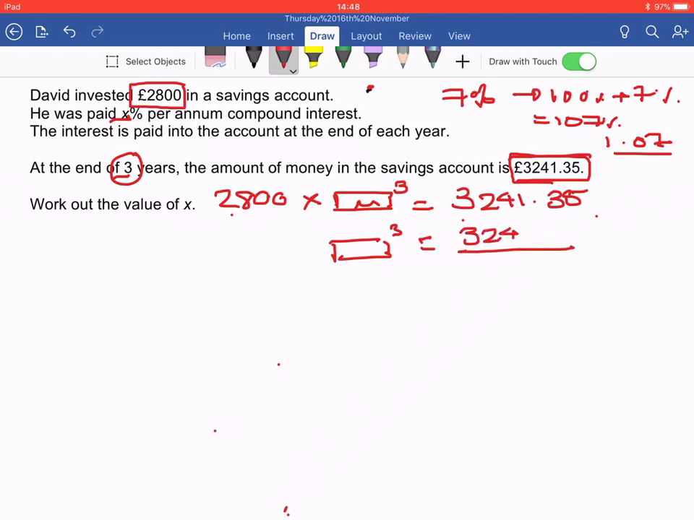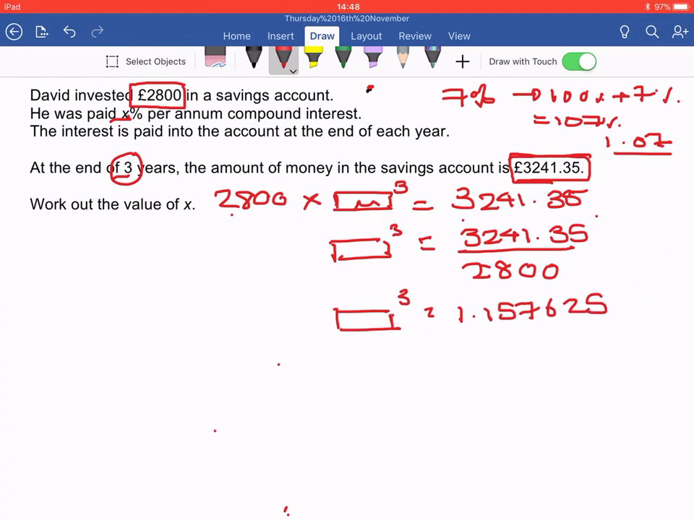So 3241.35 divided by 2800. How much would that give us? That's going to give us 1.157625. By this point, we've got 1 mark.